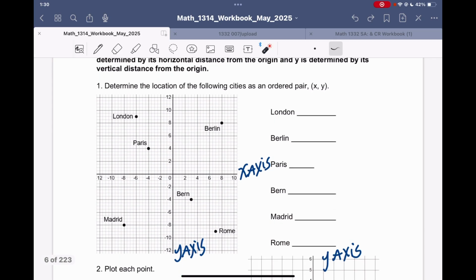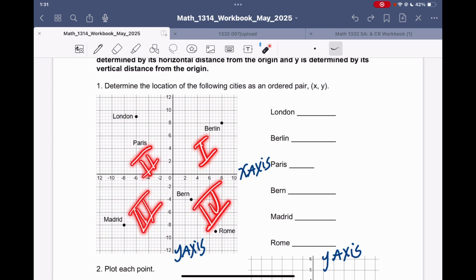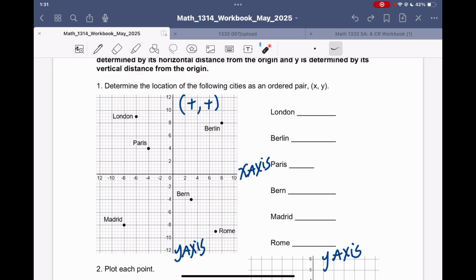So the first thing I want to go over is the quadrants. You have quadrant 1, quadrant 2, 3, and 4. Sometimes you see it notated in Roman numerals. It goes counterclockwise. Now the values found in each quadrant: quadrant 1 has a positive x, positive y. Quadrant 2 will have a negative x, positive y. Quadrant 3 has a negative x, negative y. And quadrant 4 will have a positive x and negative y.